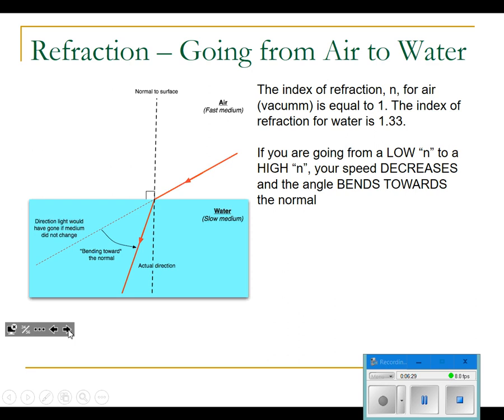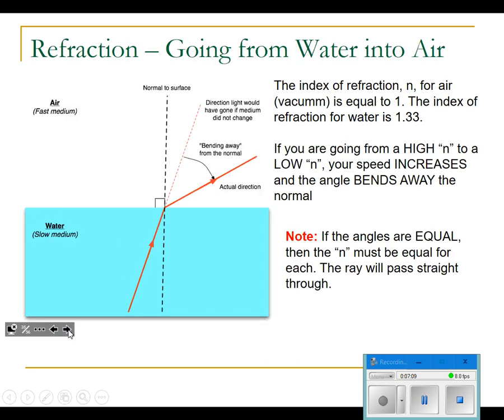If you're going from a low N to a high N, your speed decreases and the angle bends towards the normal. The thought is that when you have a higher index of refraction, the light bends more towards the normal, because as it goes into that new medium, it's going to slow down. And as it slows down, it can't be going at that direct angle anymore.